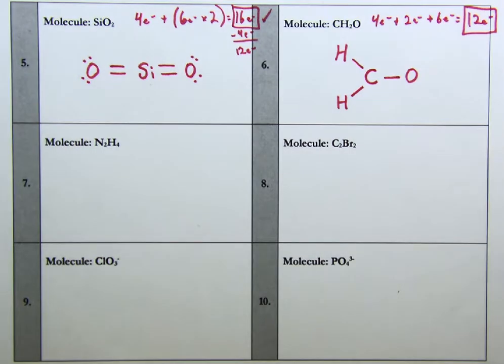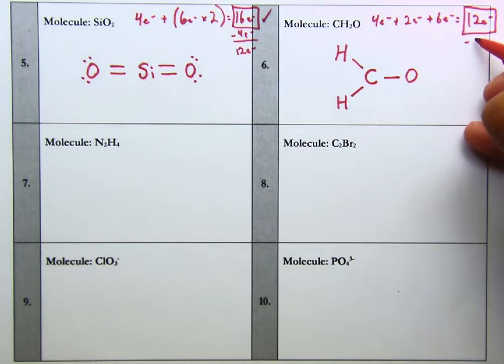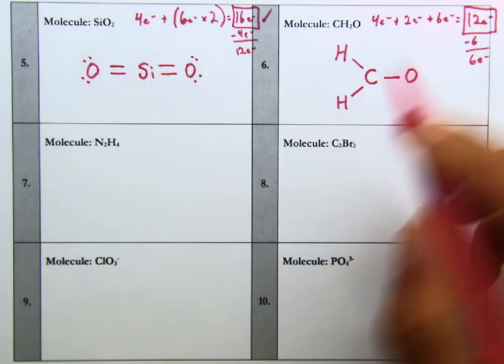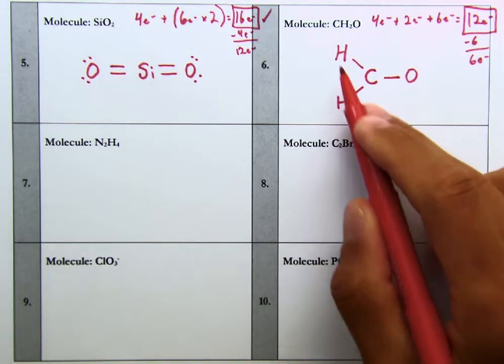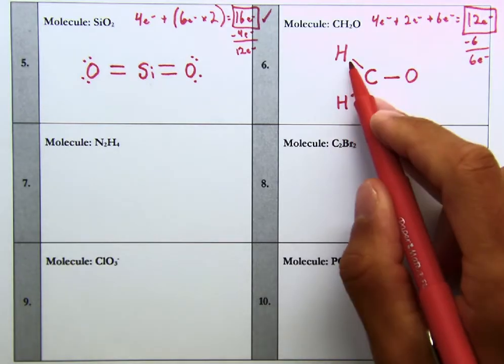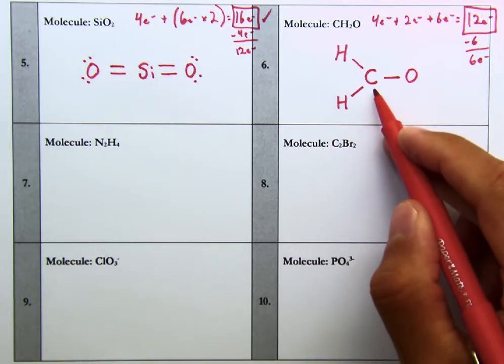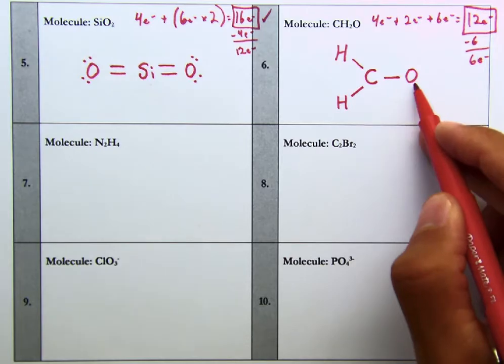Each bond represents 2 electrons, so we've used up 6 of these, and we have 6 left. Now, the hydrogens only need 2 electrons, so these are done. Okay, the hydrogens are done. But carbon needs to have 8, and oxygen needs to have 8.